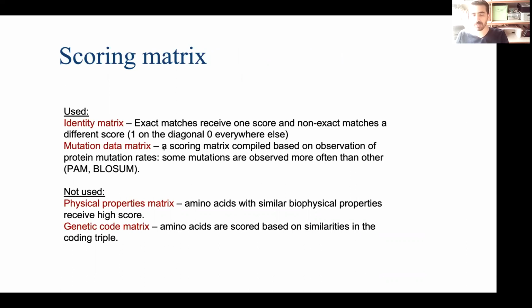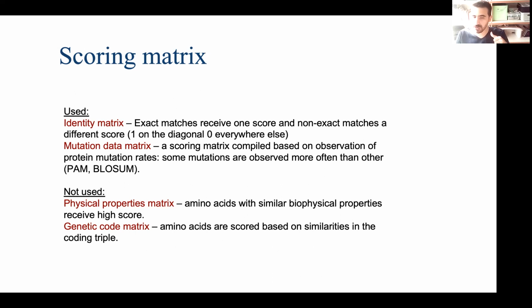Mutation data matrix. So BLOSUM and PAM, how do we define or derive them? Or how people derive these matrices is the question. Is it basically just looking at the chemical structure and the physical chemical properties of amino acids? No, it is not actually. If you look here, these are physical properties of amino acids. You can derive a matrix from these properties. However, this is not used.